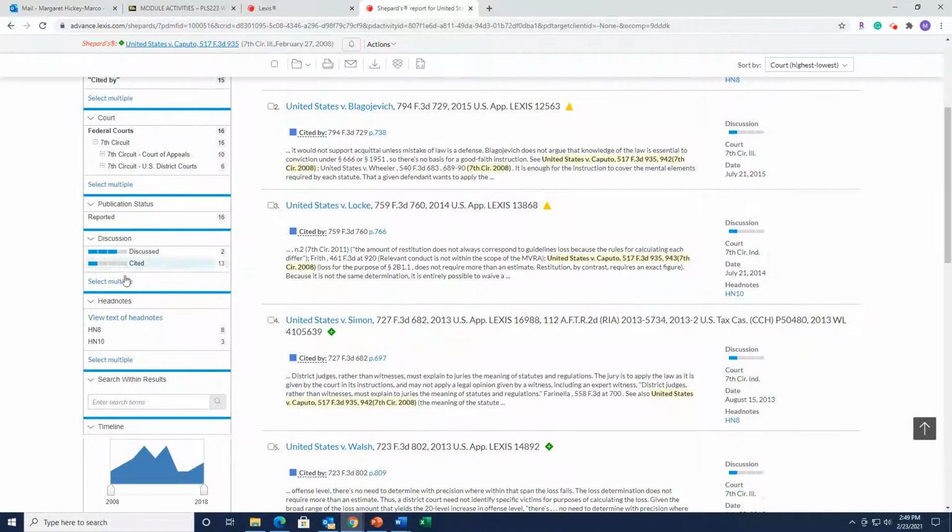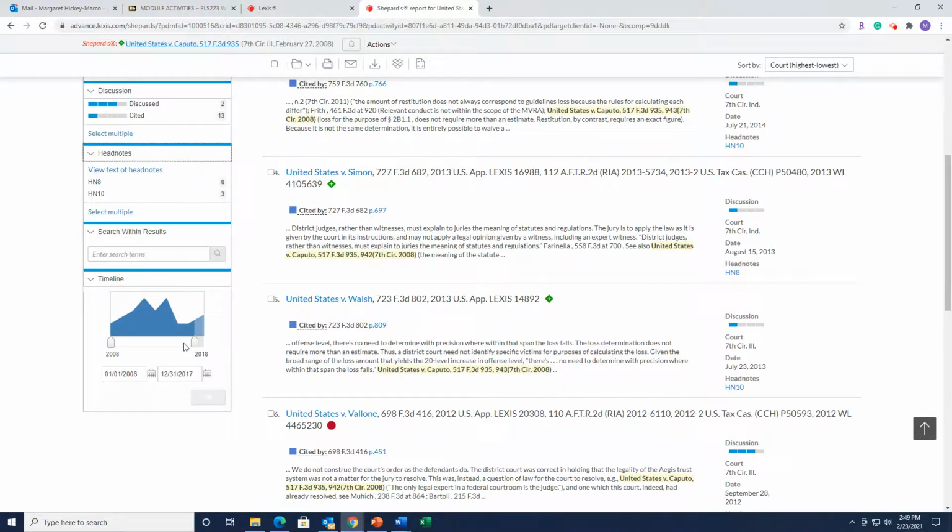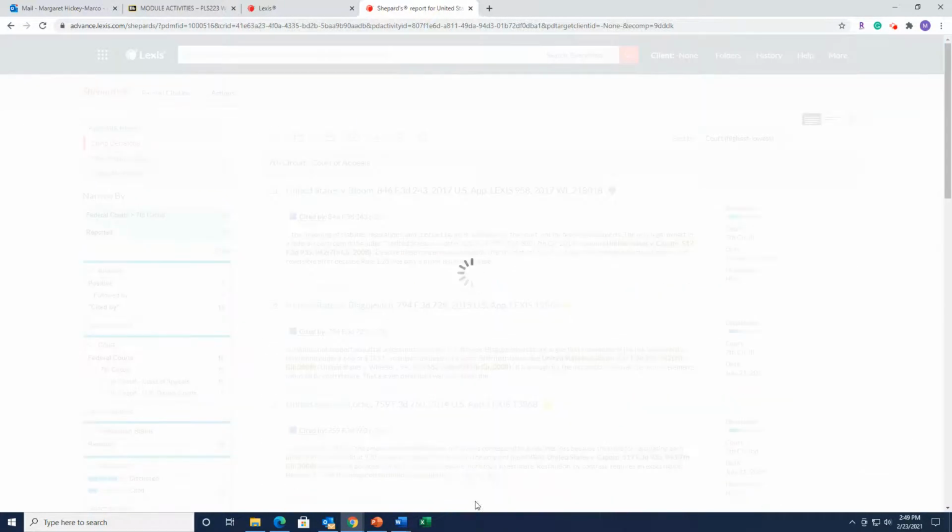I can do it by depth of analysis. So boom, boom, boom. Really discussed, there's only 2, just merely cited, there are 13. So if I want ones that really discuss it, I can narrow it to that. Narrowing by Headnote is really helpful because the Headnote is like what I'm interested in. So if this Headnote 8 talks about admissibility and expert witnesses, if that's what I'm interested in, I would look at those cases. If I was interested in sentencing guidelines, I would look at the ones that dealt with Headnote 10. Here's my little pretty timeline that I can narrow it by date. All of those fun things that I can do.